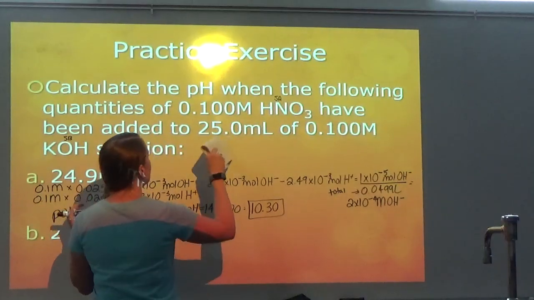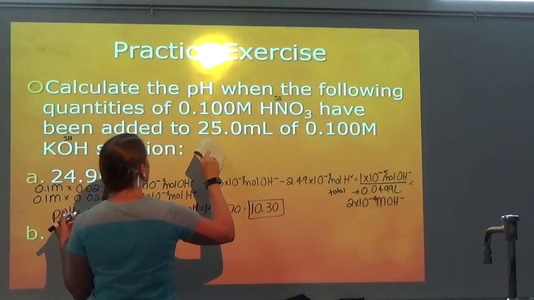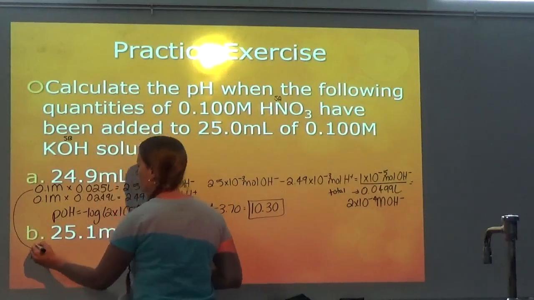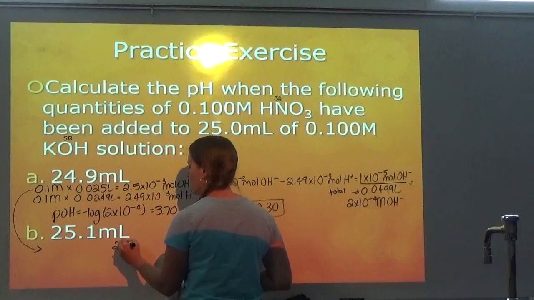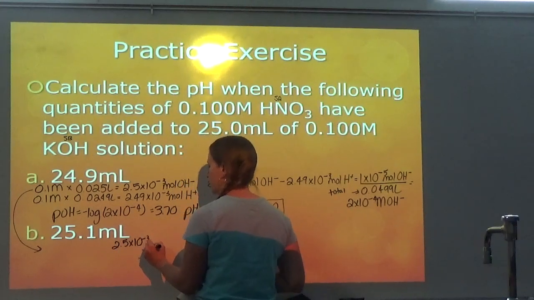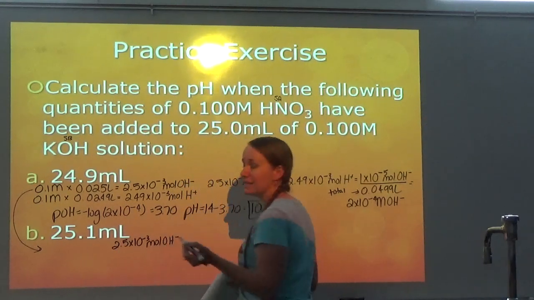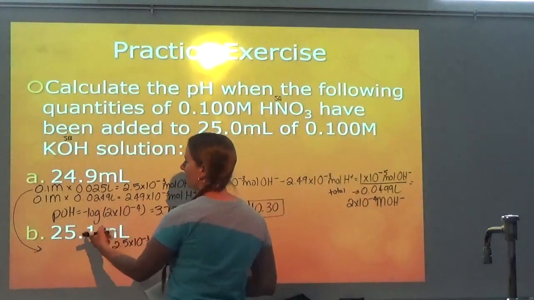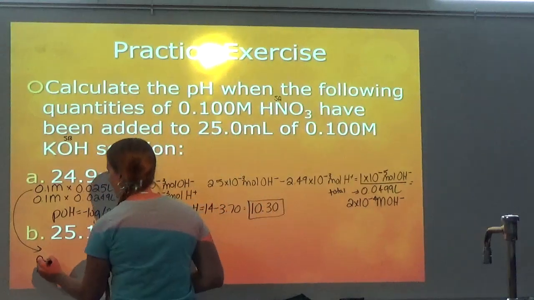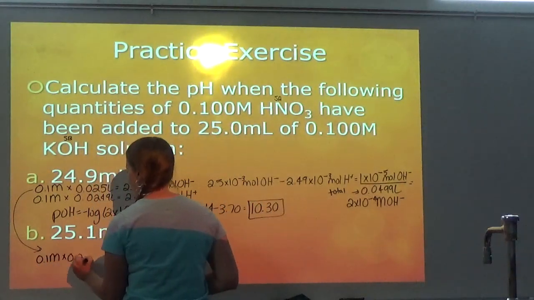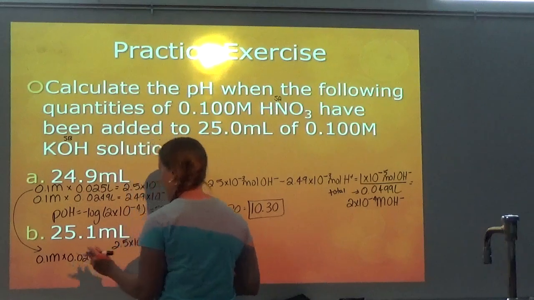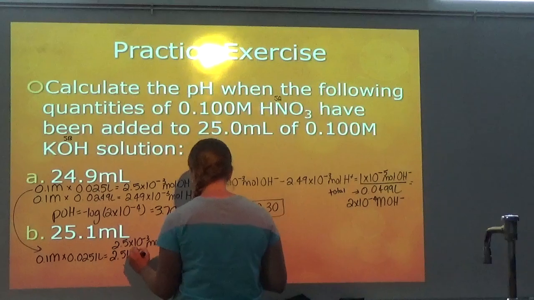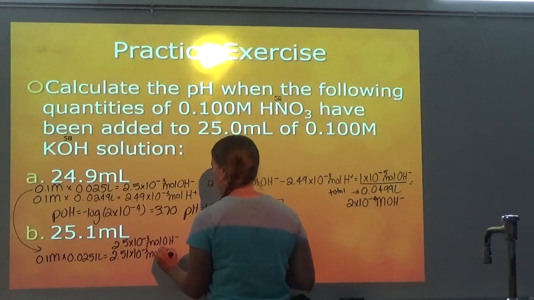Alright, so I start over again. I'm starting with the 25 milliliters of my base. So this number right here will stay the same. This number's not going to change. It's still 2.5 times 10 to the negative 3 moles of OH minus. I don't have to redo that again. But I do have to redo my acid because this time I've added 25.1. So it would be 0.1 molar times 0.0251 liters. And that ended up giving me 2.51 times 10 to the negative 3 moles of H plus.